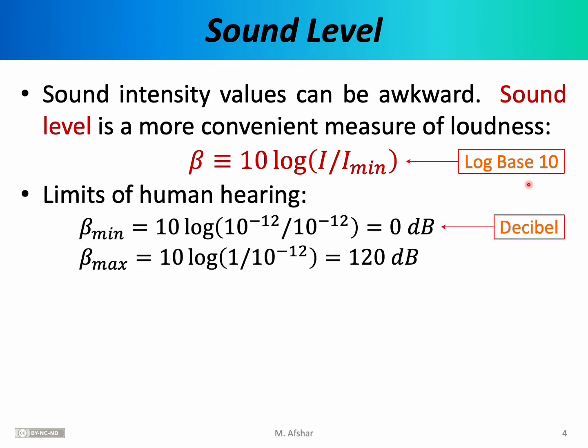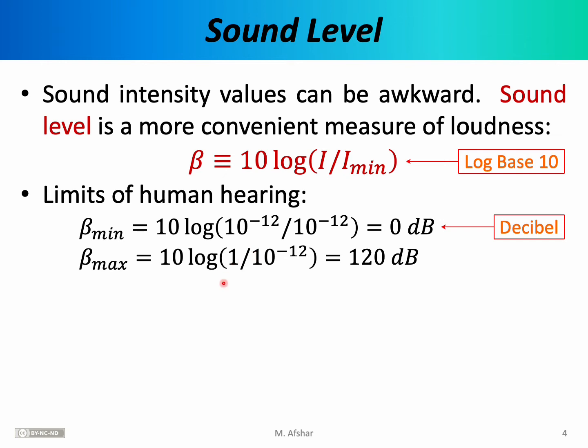Now, in the previous slide, I mentioned to you that the minimum intensity that humans can hear is 10 to the minus 12. If you plug that number into this formula, you'll get 10 to the minus 12 divided by 10 to the minus 12, which is just 1. Log base 10 of 1 is simply 0, so the minimum sound level that humans can hear is simply 0.